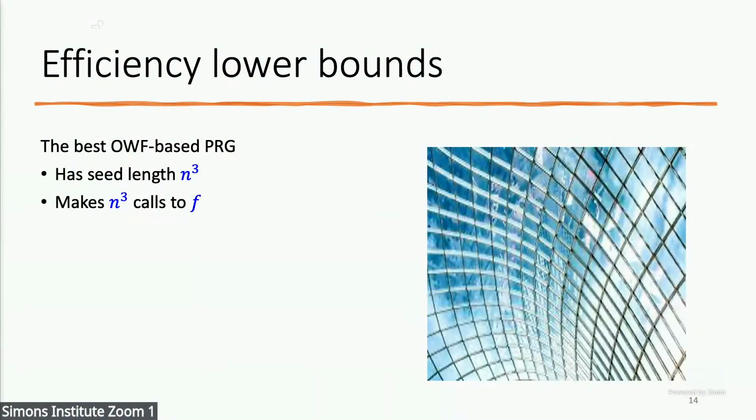The best one-way function-based PRG has seed length n cubed, and makes this number of calls, n cubed, to f, which in most senses is highly inefficient and not satisfying. And the question is, can we do better? And what does it mean, can we do better? I mean, a positive answer is clear. What is the negative answer?